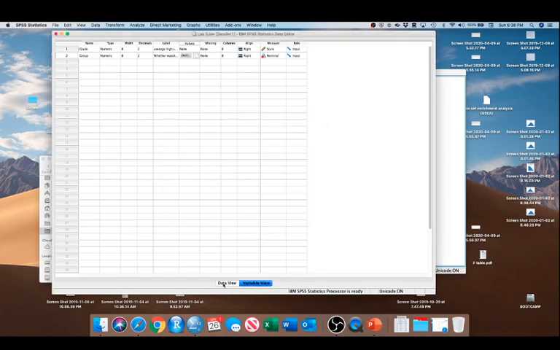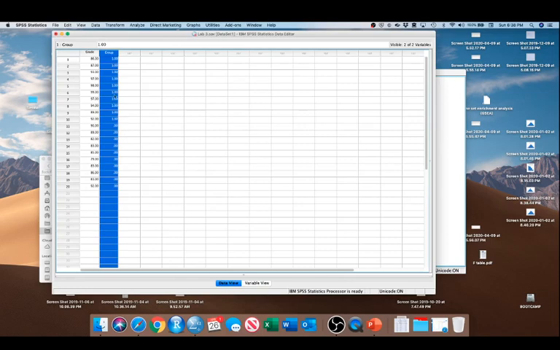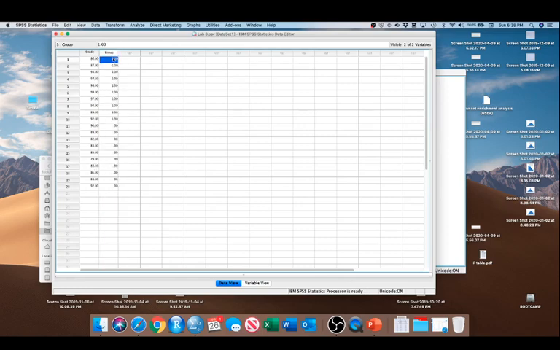Okay? I'm going back to data view now. And so I'm looking at, okay, so I see that I have 10 participants who watched Sesame Street as children, and then I have 10 participants who did not watch Sesame Street as children. And then this is a comparison of their grades.